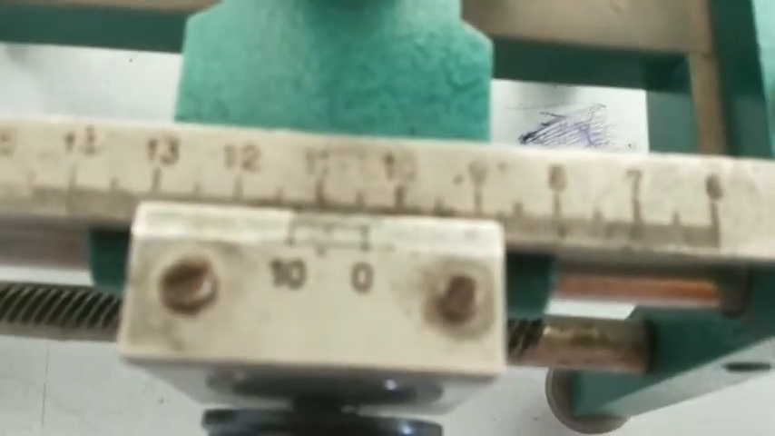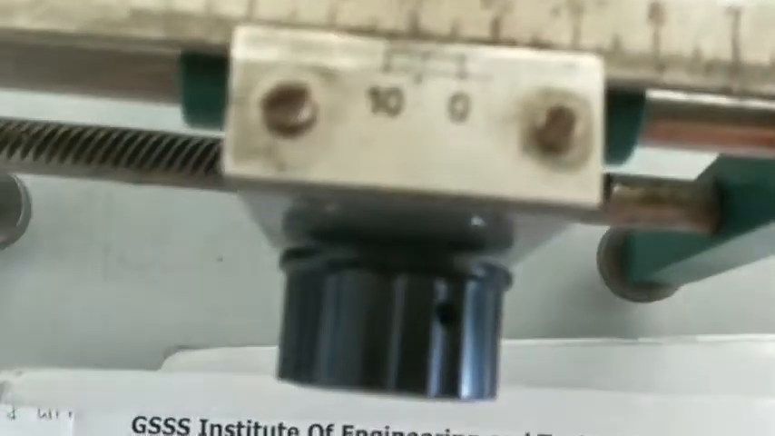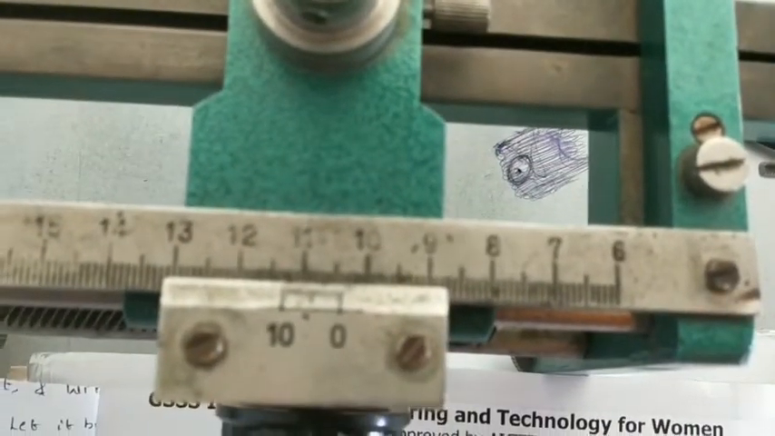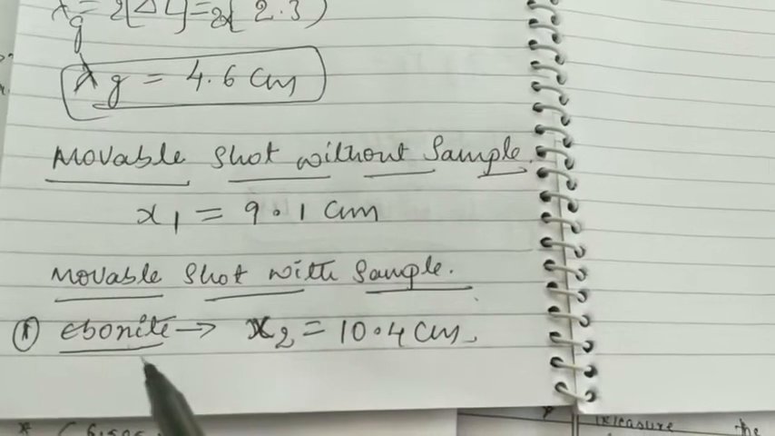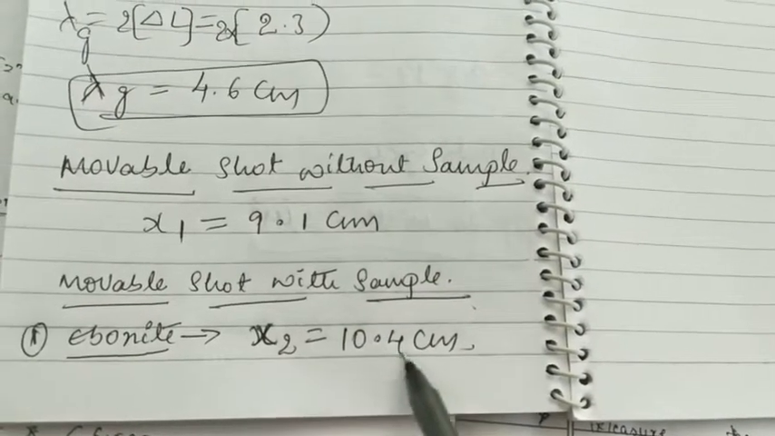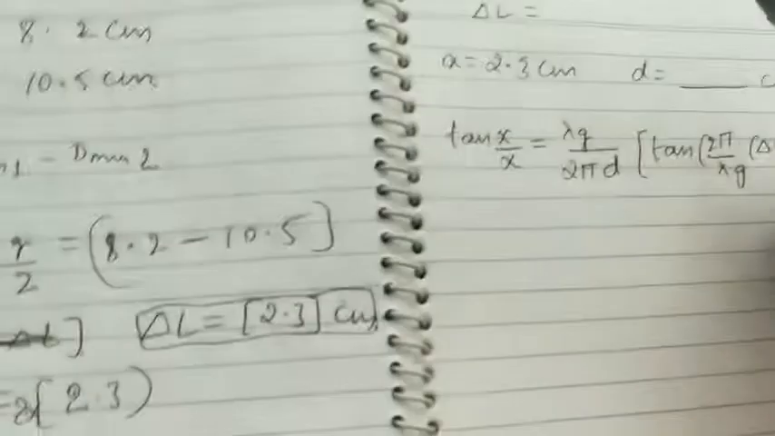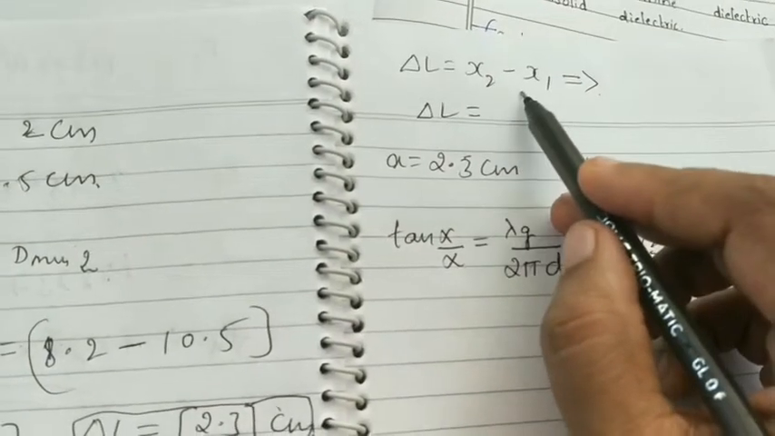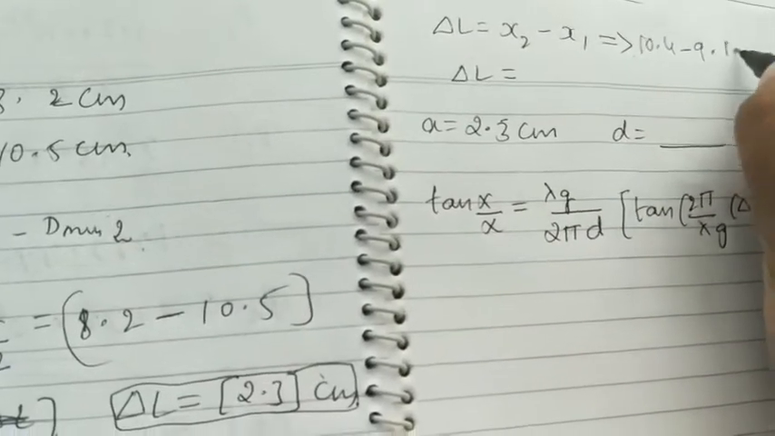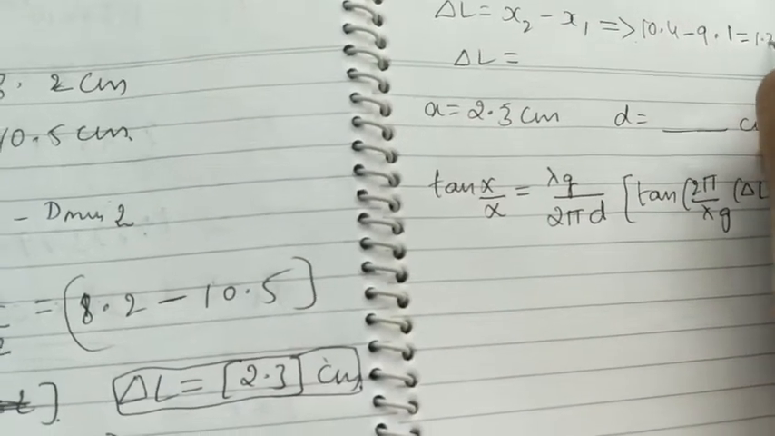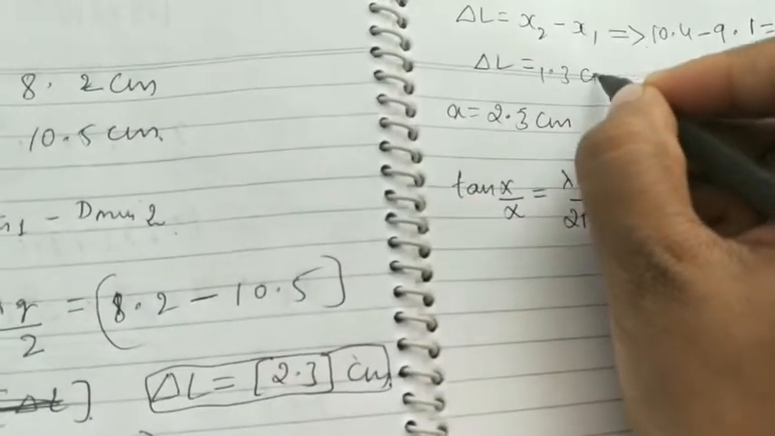So we have to find out the reading. The second minima is 10.4. Here we are taking the sample as ebonite and the second minima is 10.4. Then we have to do the calculation part. Delta L is equal to x2 minus x1, that is 10.4 minus 9.1, which is nearly 1.3 centimeter.